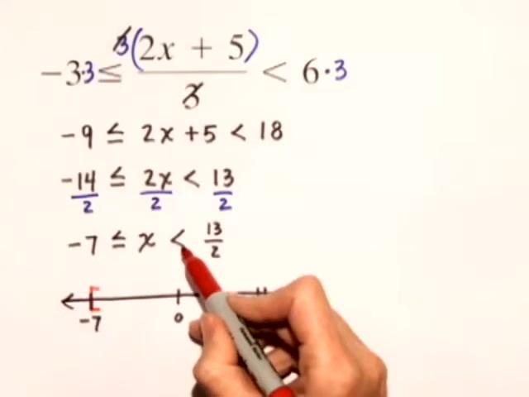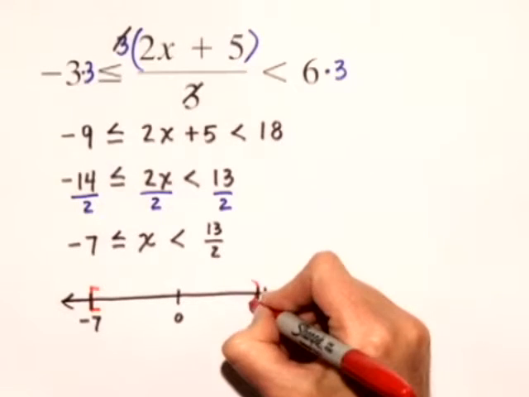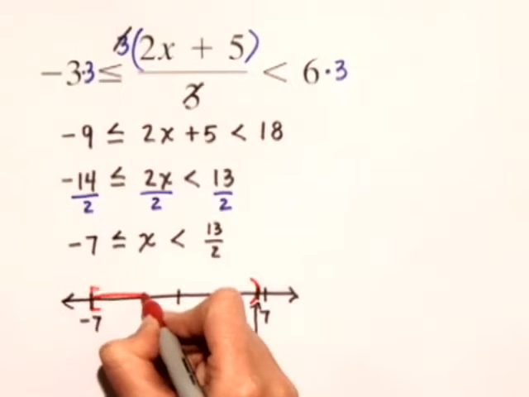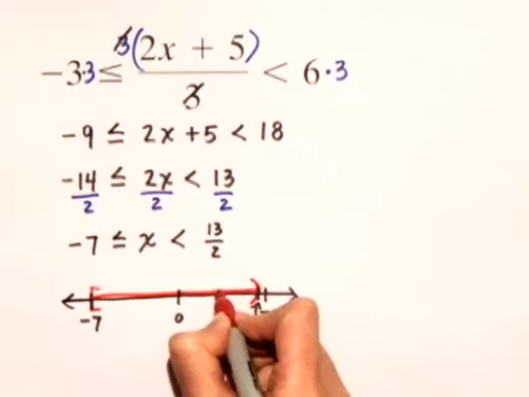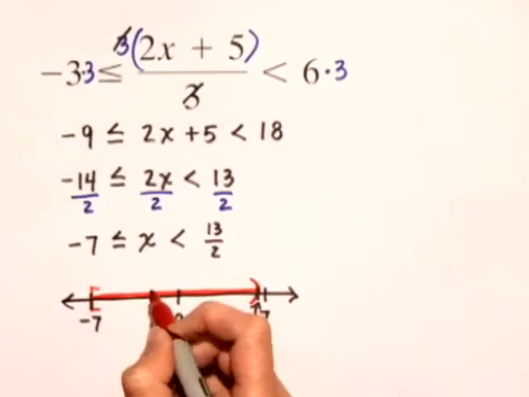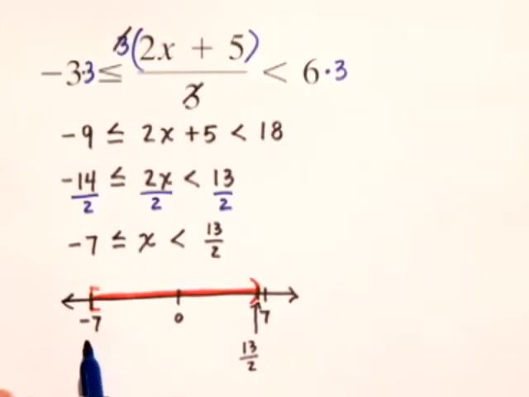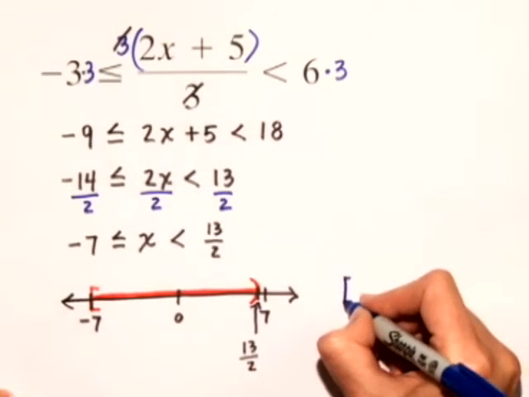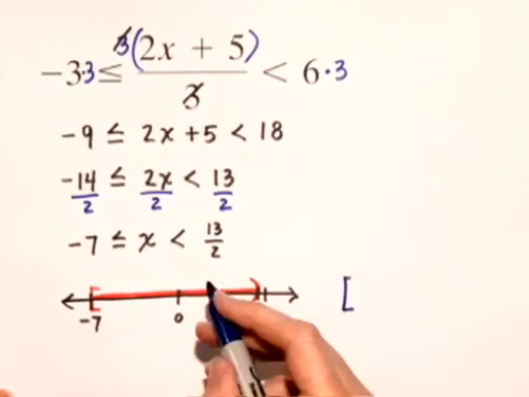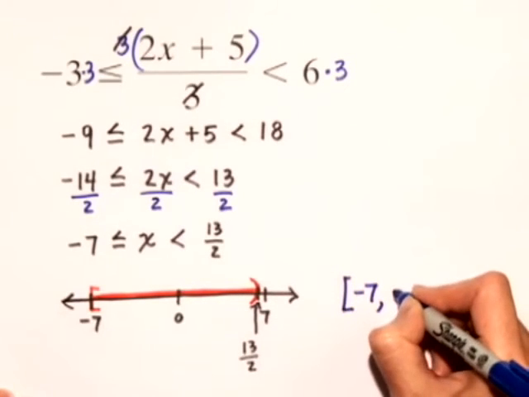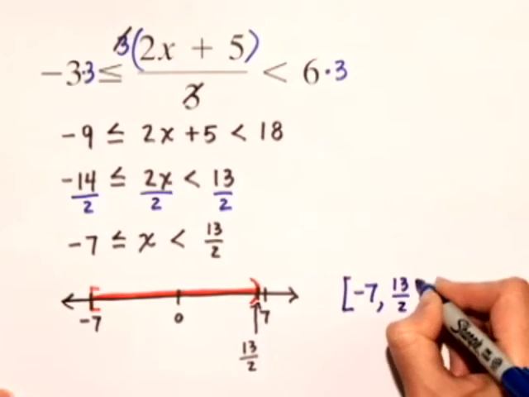And since it's a strict inequality at 13/2, we want to use parentheses. And x is isolated in between these values, so we shade in between these 2 values. Notice it's closed on one side and open on the other. So when we write our answer in interval notation, writing it from left to right as you see it on the number line, we'll write the first value that we see x can be, which is -7 on a closed interval, up to +13/2 open.